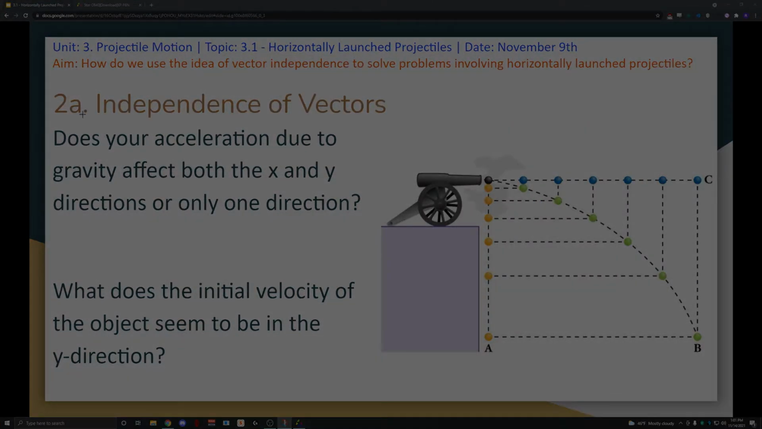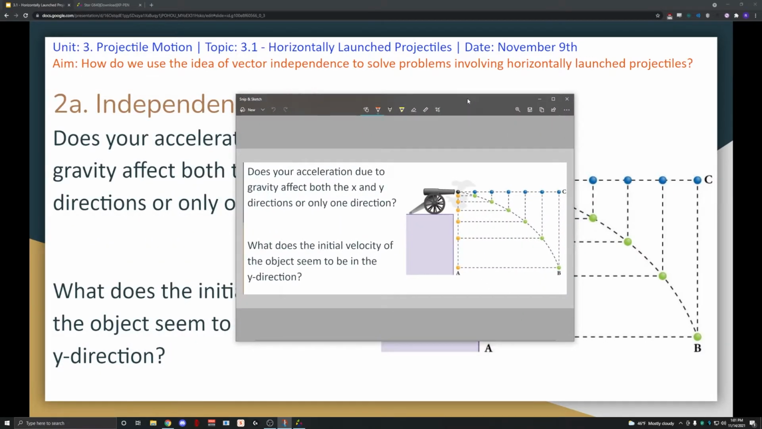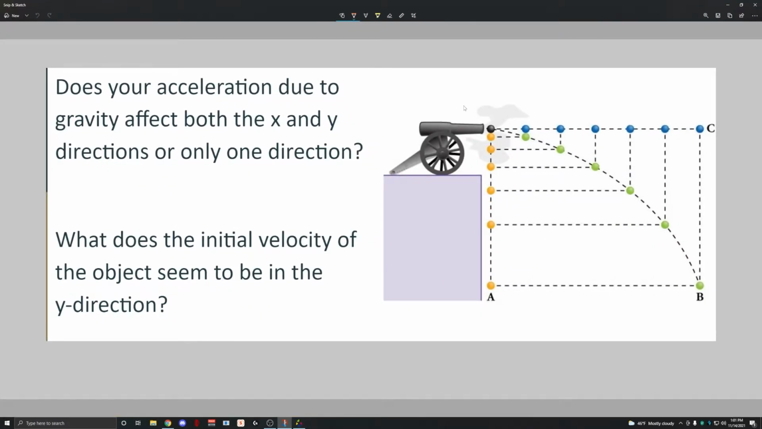The next slide asks, does your acceleration due to gravity affect only the x direction or the y direction, or does it affect both directions? Think about it. Does your acceleration due to gravity act in the x direction? Does it pull you left or right? Does it look like the object is speeding up in the x direction? Because that's what the question is asking. Well, no, so there cannot be acceleration due to gravity in the x direction.